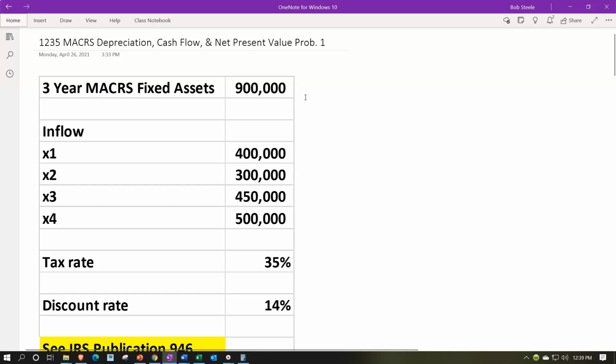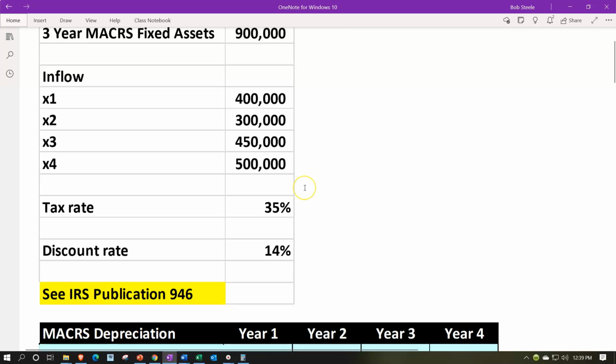Then we're going to get future flows, which we're estimating to be years 1, 2, 3, and 4: 400,000, 300,000, 450,000, 500,000. And the tax rate is going to be 35%. The discount rate, which you might hear called the cost of capital, the required rate of return, the hurdle rate, is going to be 14%.